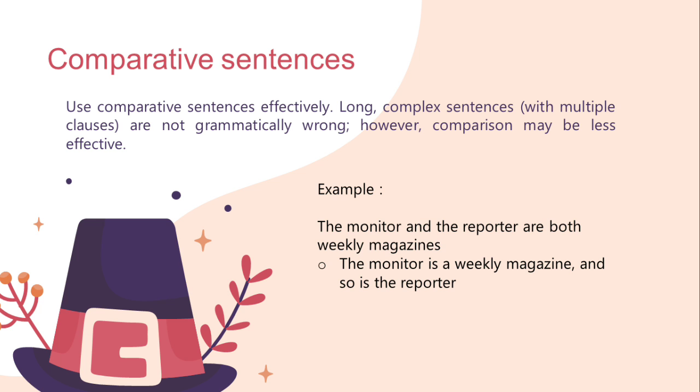Comparative sentences. Use comparative sentences effectively. Long, complex sentences with multiple clauses are not grammatically wrong. However, comparison may be less effective. Comparative is used to compare two things. There are two ways to show a comparative comparison, using ER and more. Example: the Monitor and the Reporter are both weekly magazines. The Monitor is a weekly magazine, and so is the Reporter.